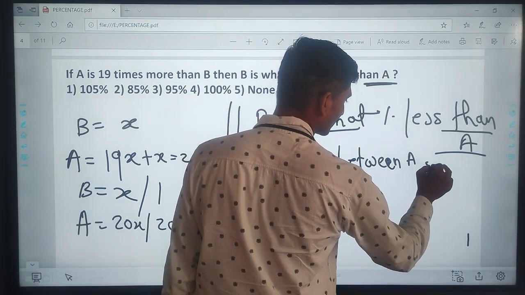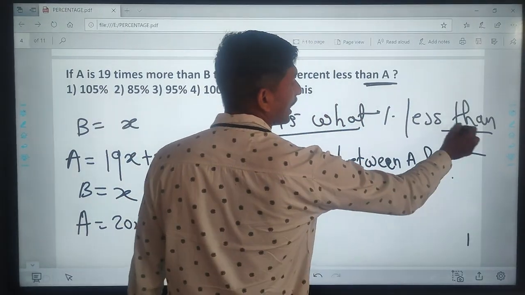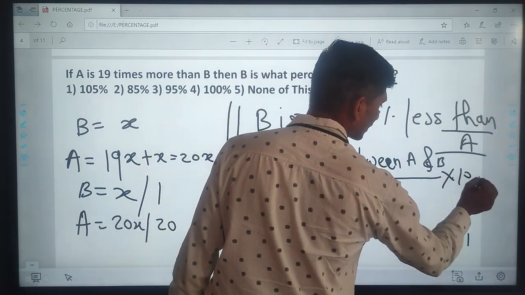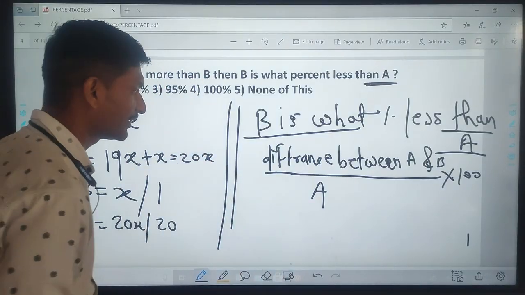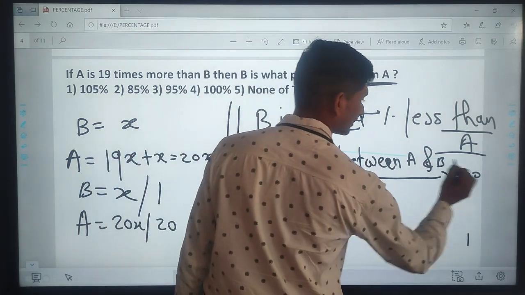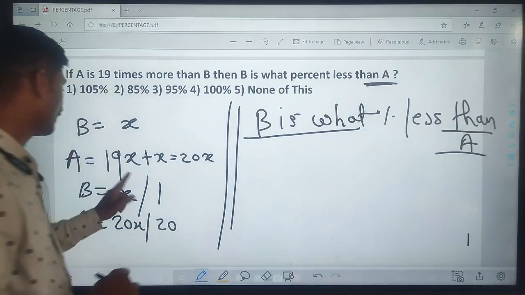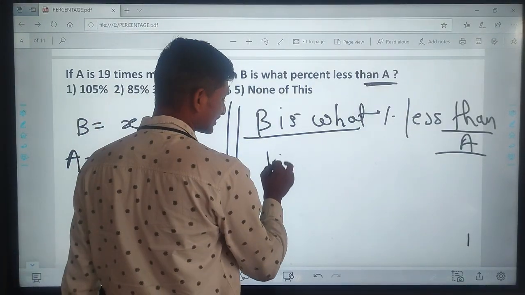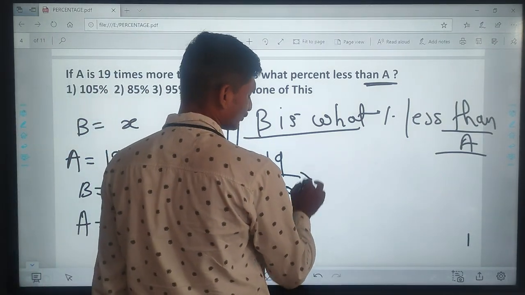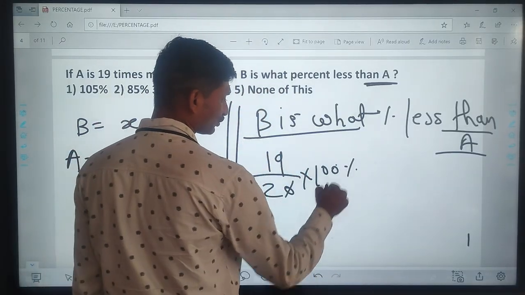Difference between A and B divided by A into 100. Here we write the difference: B is 1, A is 20, the difference is 19. Then A is 20, A is 20 into 100%. That is, 0 gets cancelled.